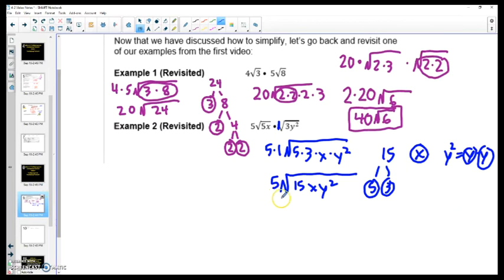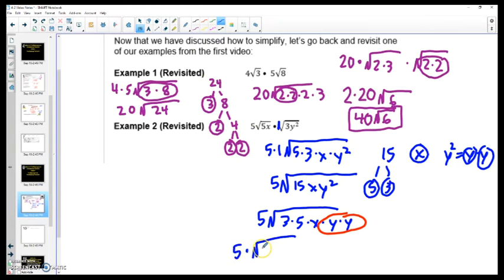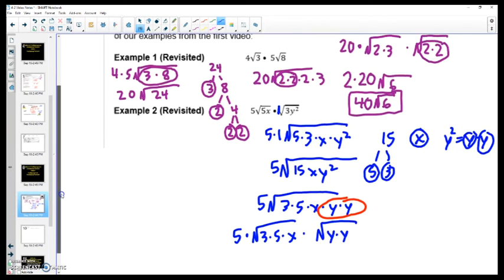So we're going to come and rewrite this. We still have the 5 on the outside. Underneath, we have the 3 and the 5 we circled. We have the x, and we have the two y's. We want to look for pairs. In this case, our only pair are the y's. So I'm going to break this apart. I have the 5 that's hanging out outside. I have my non-square factors, which are 3, 5, and x. And then I have my square factors of y times y.